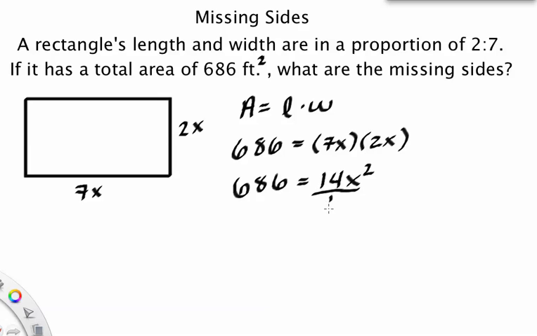So now that I'm here, I got to get x squared by itself. To do that, I need to divide both sides by 14. I have no idea what that is, so I better do longhand division. 14 goes into 686.